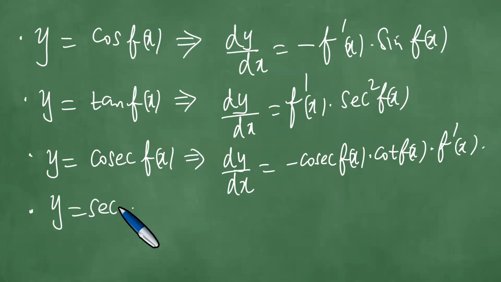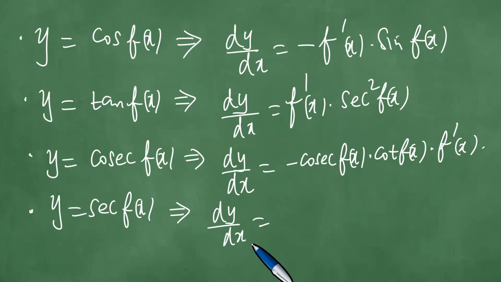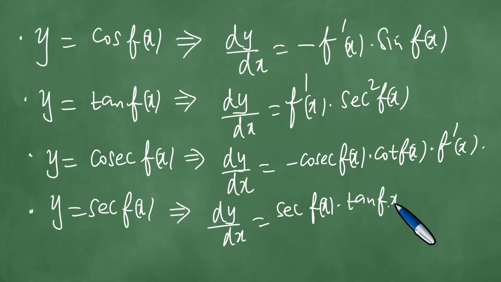y equals the secant of f of x. Then we can get the derivative dy dx of this. What is the derivative of the secant function? It is the secant of f of x times the tangent of f of x. The derivative of the function becomes f primed of x.